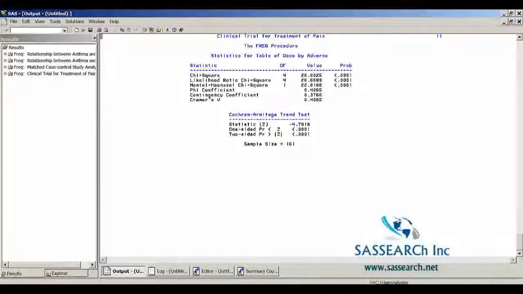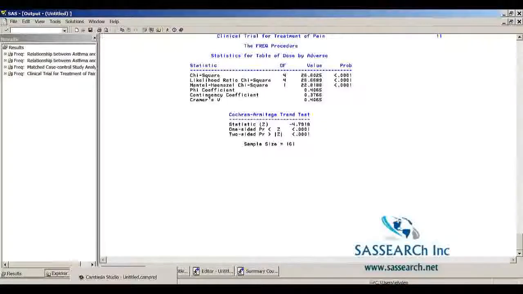So for this test for trend, we are testing the null hypothesis that there is no linear trend versus the alternative hypothesis that there is a linear trend in this data. And with a p-value less than 0.001, we are concluding that there is evidence of a linear trend between dose level and the proportion of respondents having adverse events.